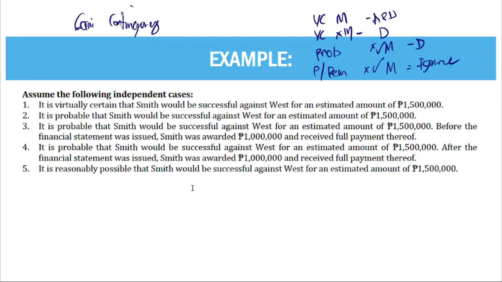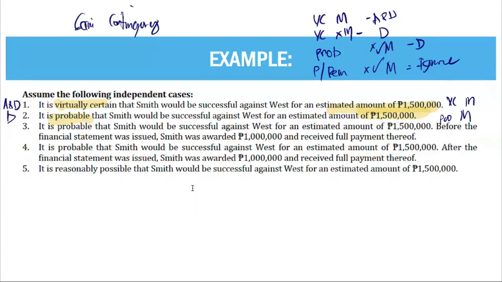Okay? So again, virtually certain, measurable, accrue and disclose. Virtually certain, not measurable, disclose. Probable, whether or not measurable, disclose. Possible or remote, whether or not measurable, ignore. Okay, the first one. It would be successful. It is virtually certain. And we have an estimated amount. So virtually certain and measurable, accrue and disclose. Number two, it is probable at amount of 1.5. So probable and measurable, you will only disclose.